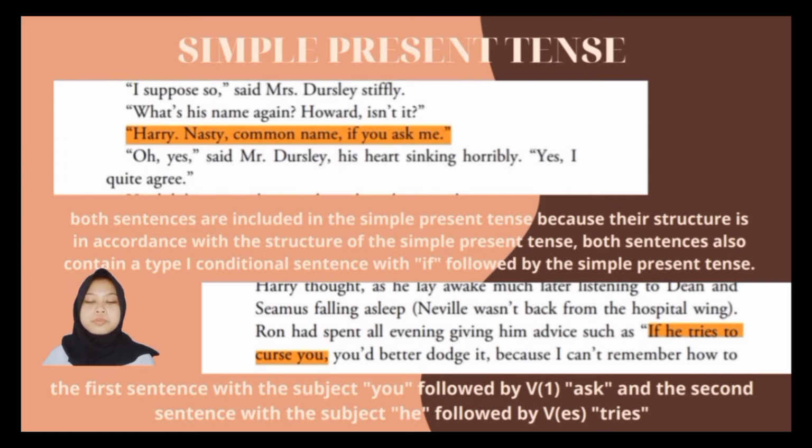Both sentences are included in the simple present tense because their structure is in accordance with the structure of the simple present tense. Both sentences also contain a type 1 conditional sentence with if followed by the simple present tense. The first sentence has the subject you followed by verb 1, ask, and the second sentence has the subject he followed by a verb plus es, tries.